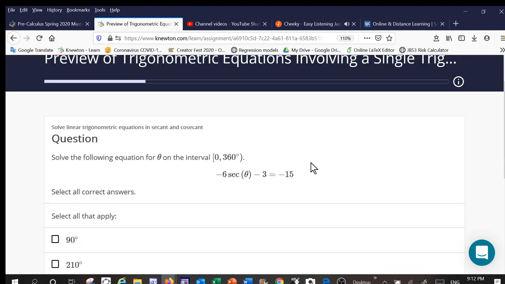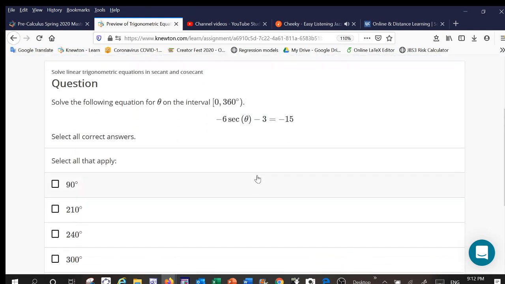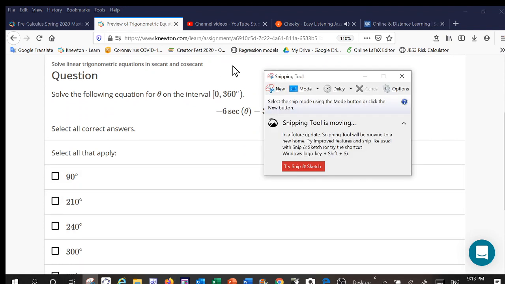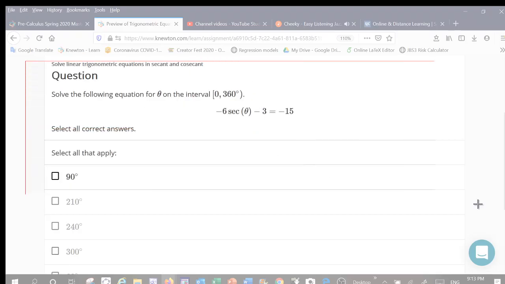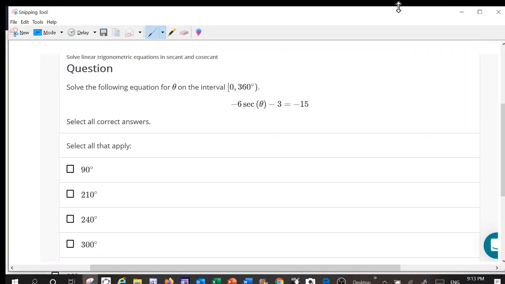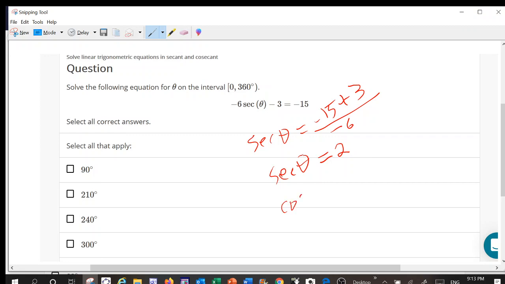And so secant, we isolate secant, and then so we can isolate secant here. So secant equals -15 plus 3 divided by -6. So secant is going to be -12 over -6. That's 2. So secant is 2. So cosine is 1/2.